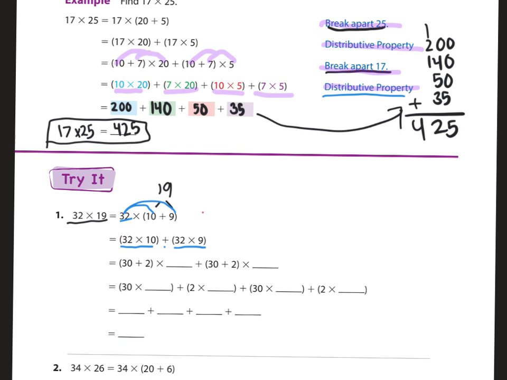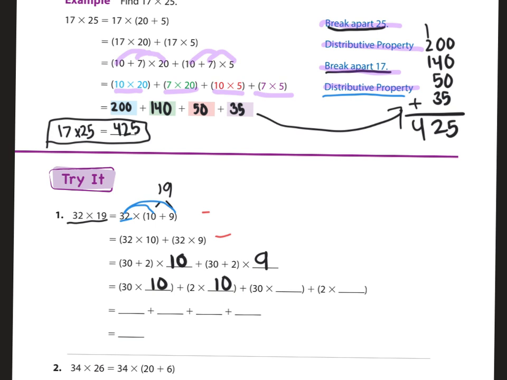Okay, so we break apart and distribute. And then we break apart. Here they broke apart 32 into 30 plus 2. 32 again into 30 plus 2. But I can't forget that I'm multiplying that by 10. And I'm multiplying this 32 by 9.